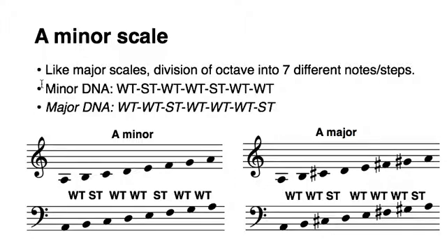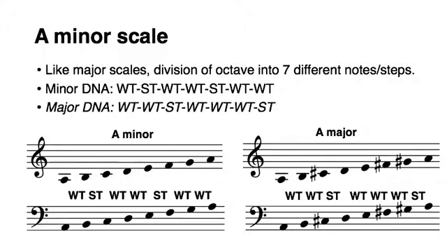Notice how the resulting sequence of whole tones and semitones is different from that of a major scale, which I've put both of them side by side here for you as a reference. Here in minor scales we have a whole tone, a semitone, 2 whole tones, a semitone, and another 2 whole tones to complete the scale.